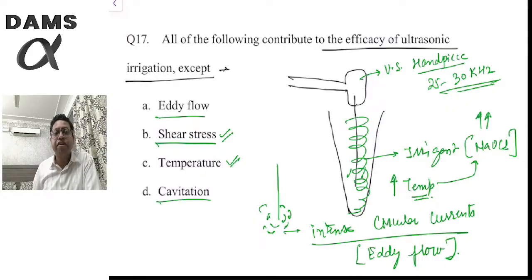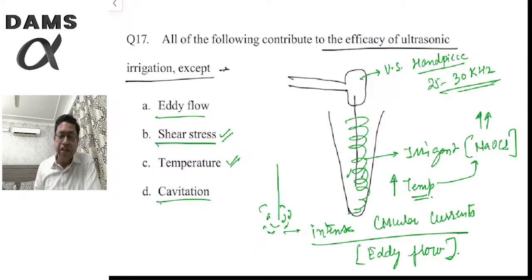Cavitation is the phenomenon of formation and bursting of bubbles. Whenever an instrument is suspended and vibrated ultrasonically in a liquid, there would be generation of bubbles and bursting of bubbles, releasing energy. That would release the energy through implosion. So this is known as cavitation.